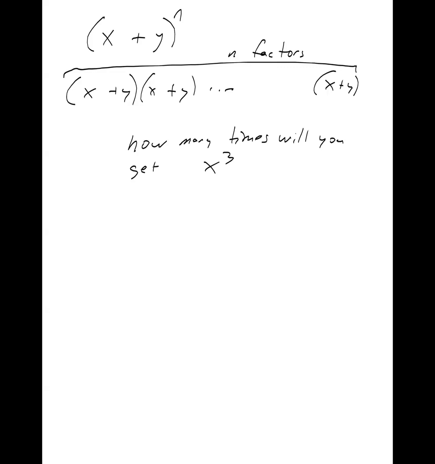How many times will you get x to the third? You'll get n choose 3. There'll be n choose 3 times that happens, or in other words, it'll be (n over 3) if I write it like that. If you remember that, that's how many times you'll come up with that term. If you add all those like terms together, let's say it happens 25 times, then you'll get a term 25x cubed.